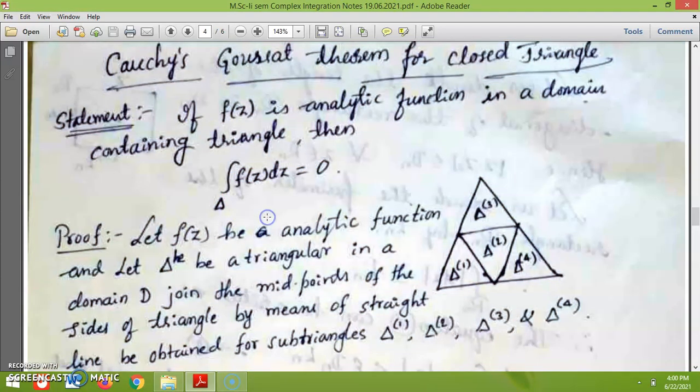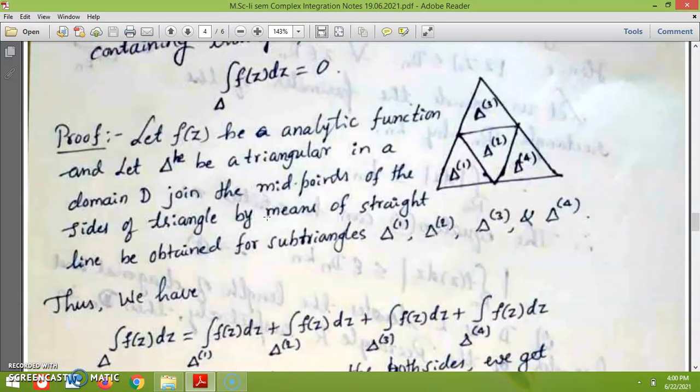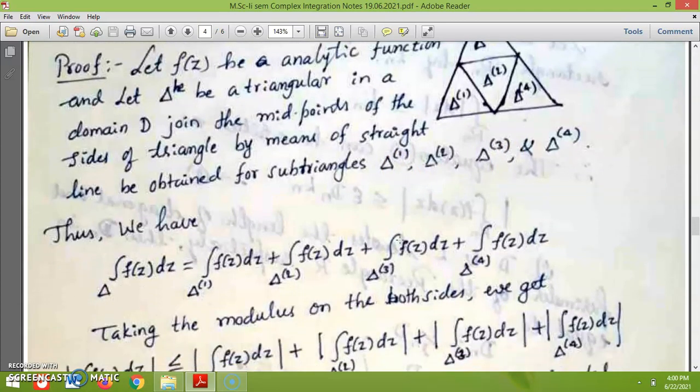Now let us see the proof of this theorem. We have drawn the triangle here. Let us take a function f and assume that it is analytic inside that triangle domain. The triangle can be divided into many sub-triangles by making use of the sides of the triangle. So we get 4 sub-triangles, which are respectively delta 1, delta 2, delta 3, delta 4. It means triangle 1, triangle 2, triangle 3, triangle 4.